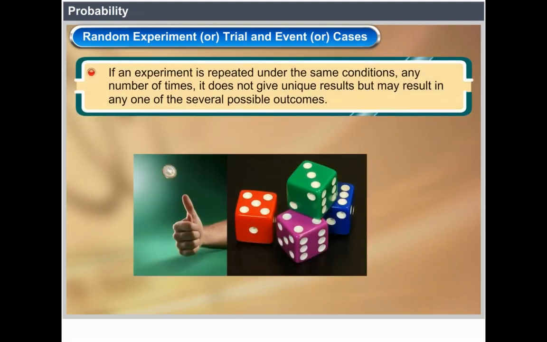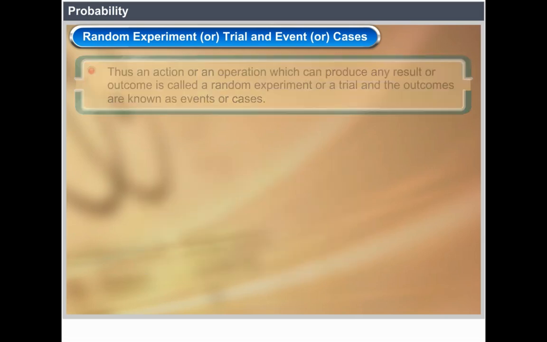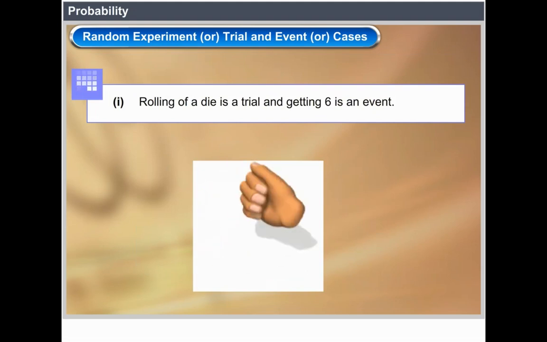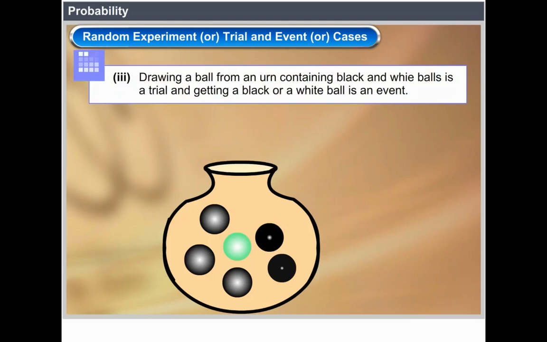Random experiment or trial and event or cases. If an experiment is repeated under the same conditions any number of times, it does not give unique results but may result in any one of the several possible outcomes. Thus, an action or an operation which can produce any result or outcome is called a random experiment or a trial, and the outcomes are known as events or cases. Number 1. Rolling of a die is a trial and getting 6 is an event. Number 2. Tossing a coin is a trial and getting head or tail is an event. Number 3. Drawing a ball from an urn containing black and white balls is a trial and getting a black or a white ball is an event.